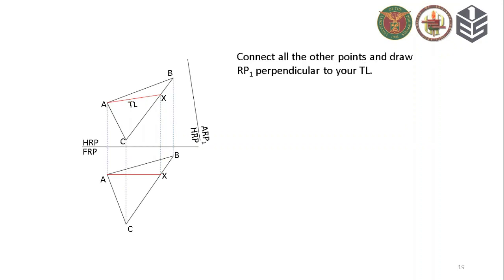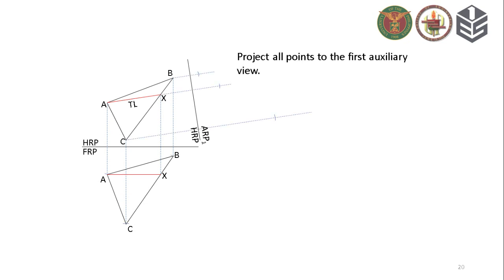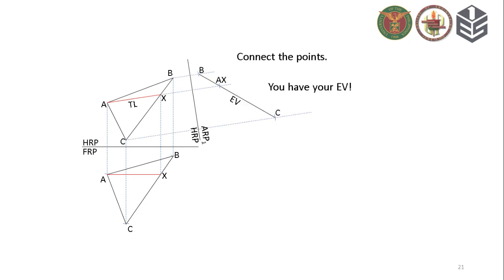We can then add a reference plane perpendicular to the TL of line AX, then project all points, and we now have AX in point view, and at the same time, plane ABC is in edge view. Again, label the plane as EV.